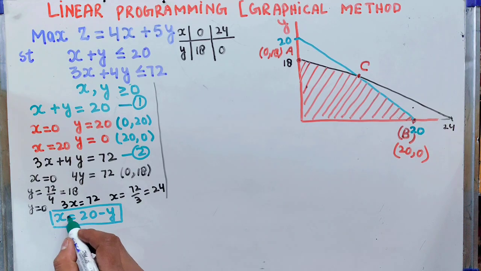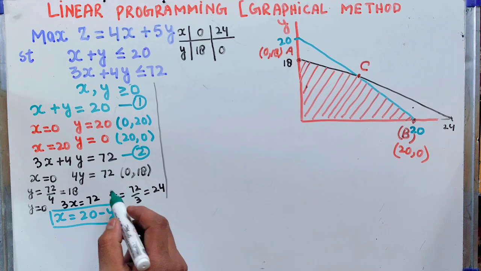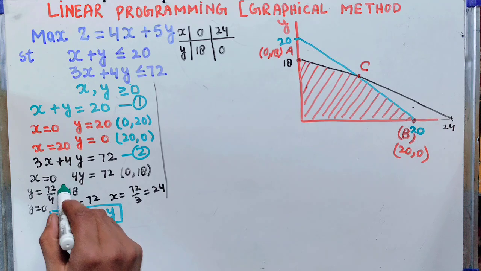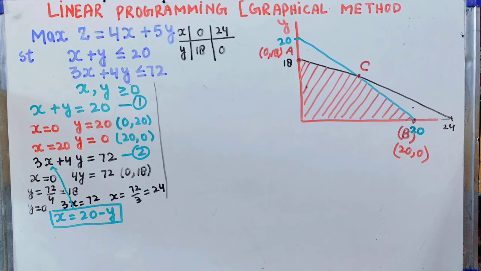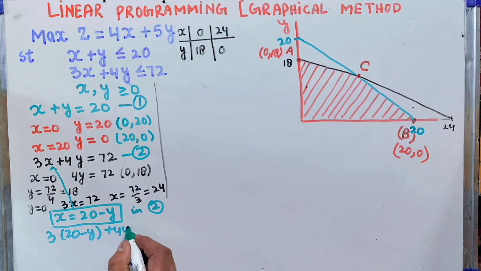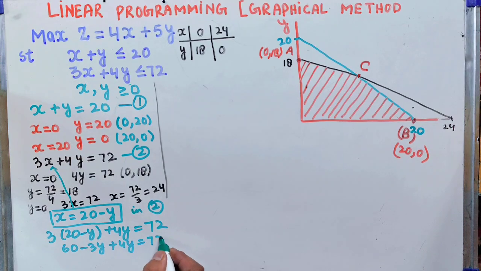Then I plug x is equal to 20 minus y into the second equation. That will give us 3 times the value of x, which is 20 minus y, plus 4y should be equal to 72. So we have 3 twos are 60 minus 3y plus 4y is equal to 72.